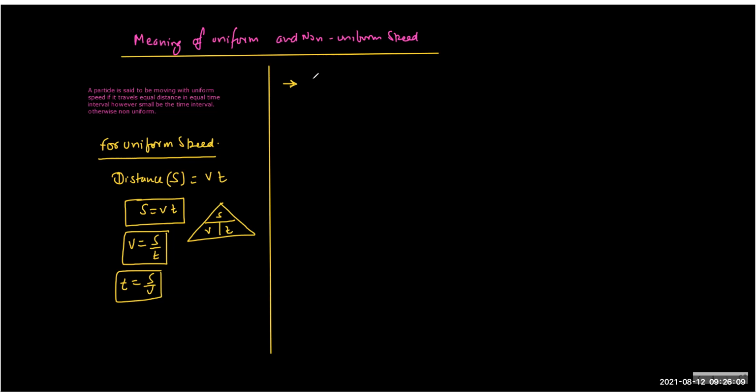Anyway, so let's write down: if speed is uniform, then it will not guarantee that velocity is also uniform. You can check the spelling of guarantee. I think maybe some mistake is there.